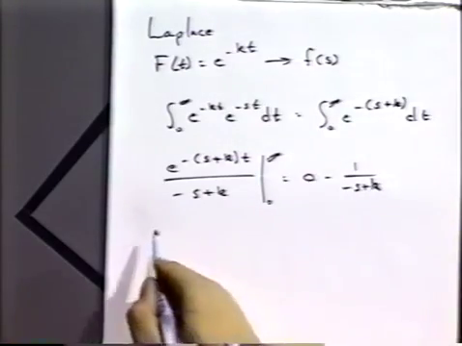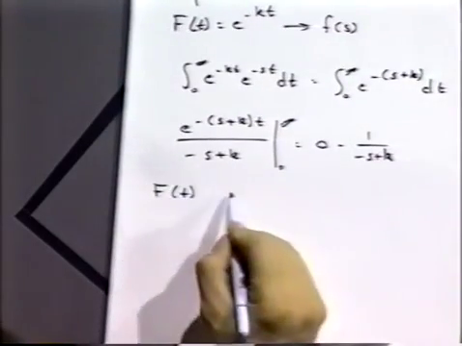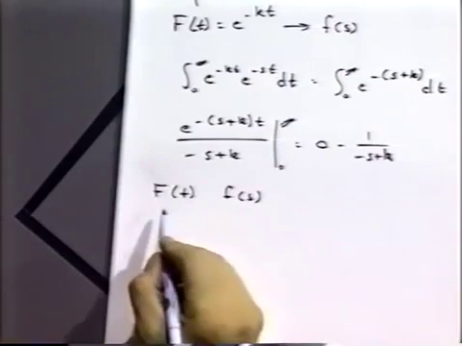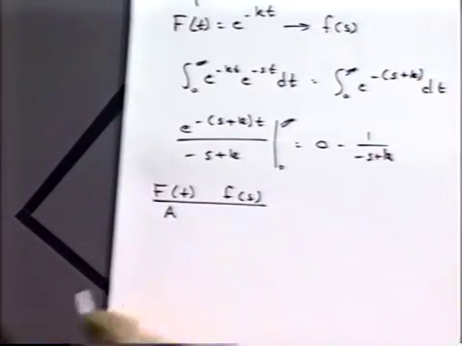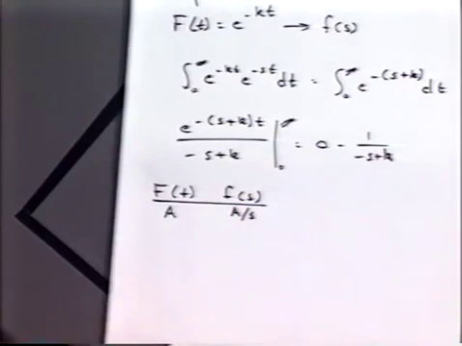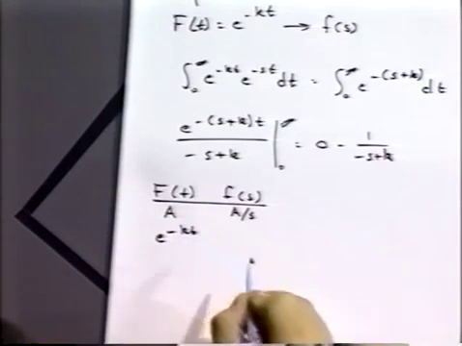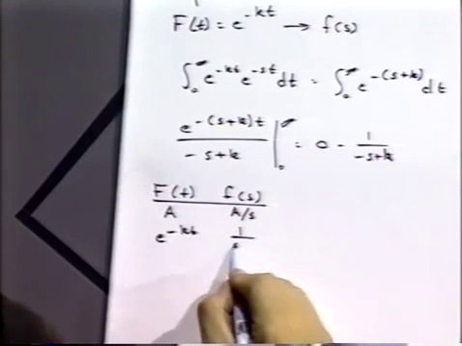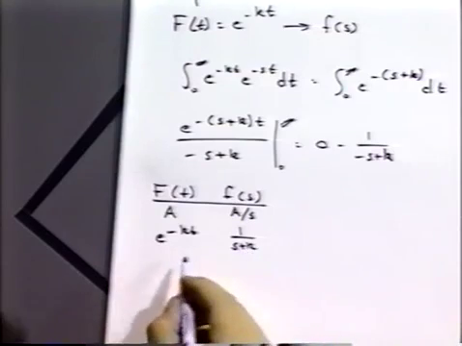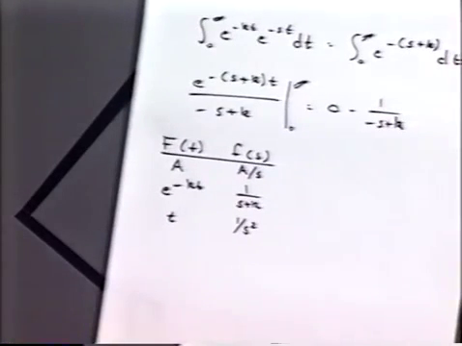So we can make a little table of simple ones: f of t, f of s. We said a constant would be, in Laplace space, a over s, the constant over s. E to the minus kt would be 1 over s plus k in Laplace space, and t would simply be 1 over s squared. I think you can all verify those relationships by doing the integral transformation directly yourself.